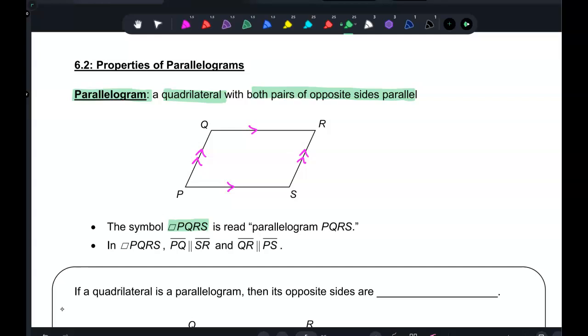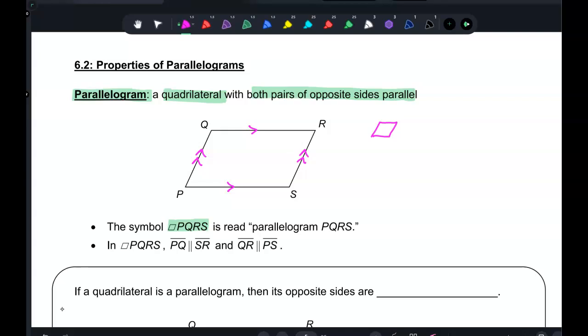for a parallelogram. Now, we want to be careful how we name it. We want to go around the shape. We can call this quadrilateral PQRS, but we can't go PSQR, right? That wouldn't make any sense. We want to make sure. But that's not the only way. How else could we name this?